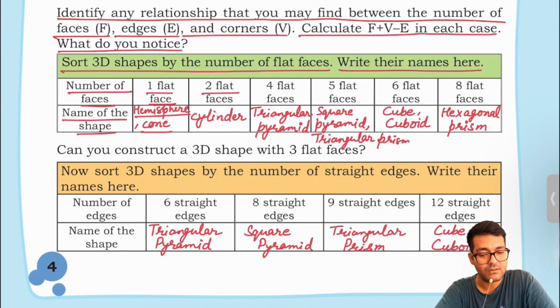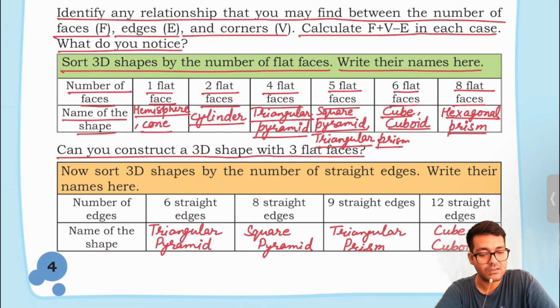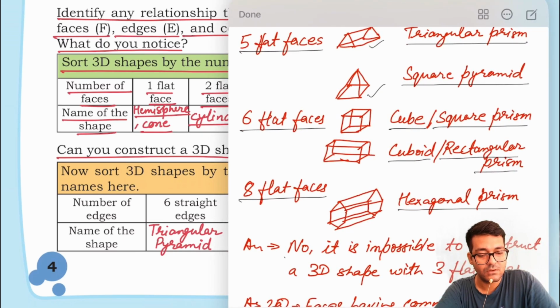So you can write here, for 2 flat faces you can write cylinder, 4 flat faces you can write triangular pyramid, 5 flat faces you can write square pyramid or triangular prism, 6 flat faces you can write cube or cuboid, 8 flat faces you can write hexagonal prism. Can you construct a 3D shape with 3 flat faces? The answer is no. It is impossible to construct a 3D shape with 3 flat faces.